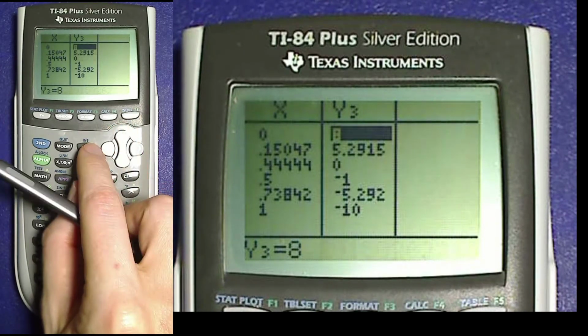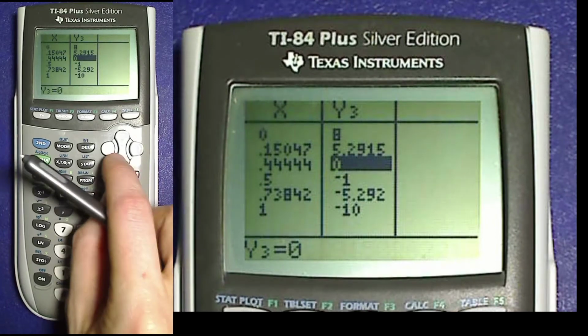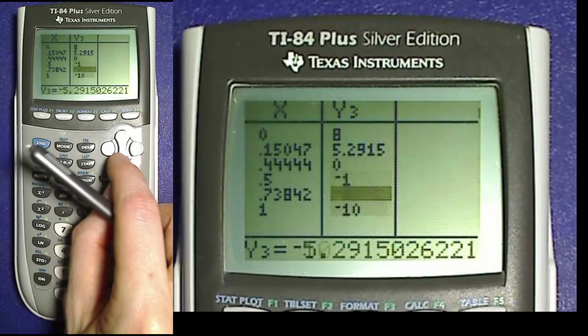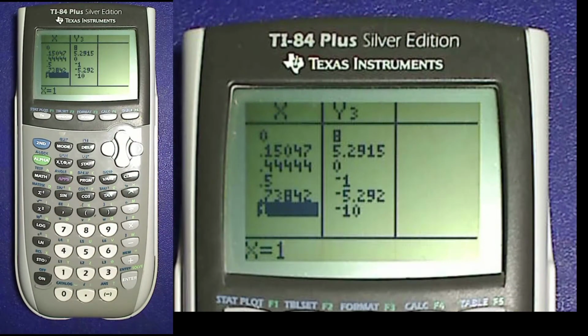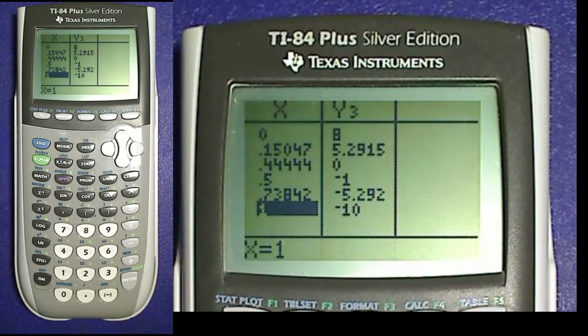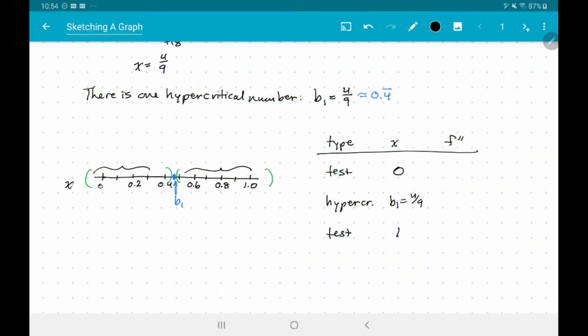All right, so this number, and then this number are the ones that I want to transfer. If you want, you can delete the other rows. I'm going to leave them in, and you'll see why in a minute. So we determined that f double prime of 0 was 8, f double prime of 4/9 is 0, and f double prime of 1 is negative 10.